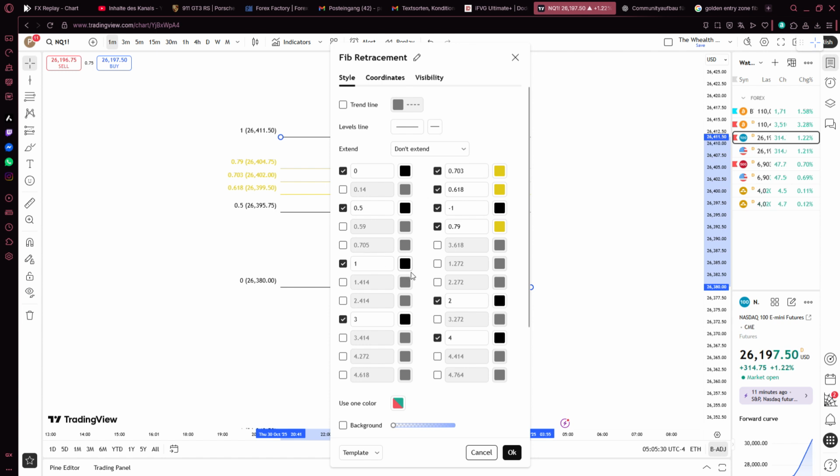The 2, 3, and 4 are your levers for TPs. The -1, where's the -1? The -1 also right here. And the golden area, we call it the golden area, is 0.79, 0.618, and 0.703. I think I'm the only one who has it on 0.703, because I think, yeah, it's the most probable.